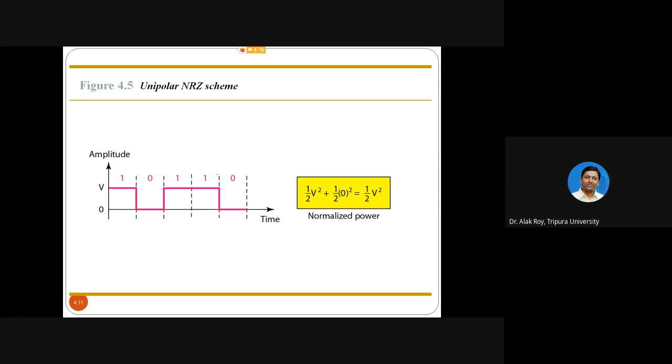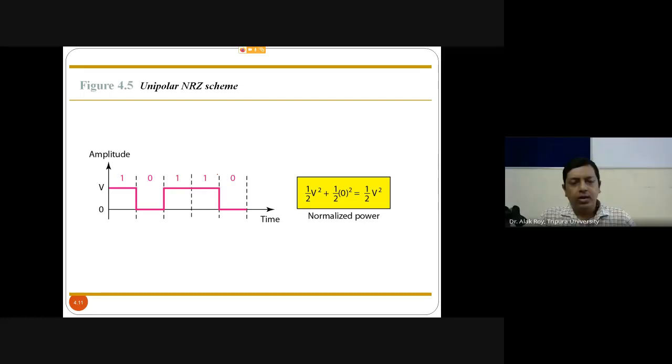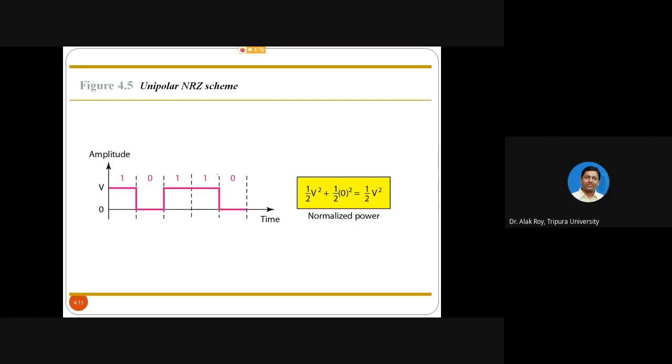Let's see what is the unipolar NRZ scheme. Unipolar says we have two voltage levels, either 0 or a high voltage V. So it is simple: whenever it is 1 it will be a high value, whenever it is 0 it is a low value, okay. That's why the signal is represented as high, low, high, low.